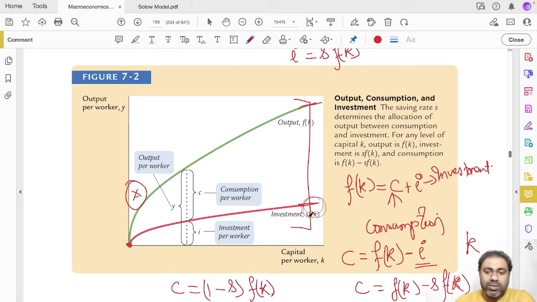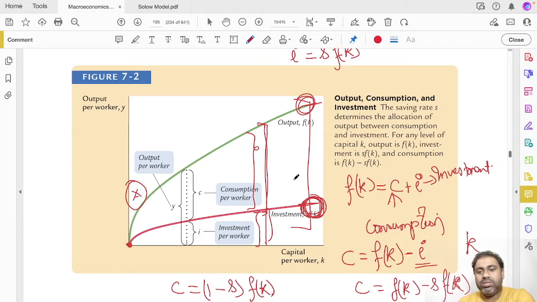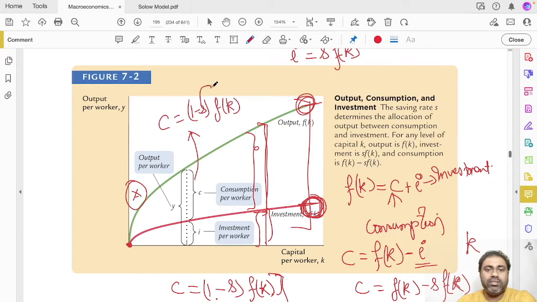This is your investment line. This is your total output line. So at any given point of time, the difference is your investment. This is your investment, and this is your consumption. So this is the difference. If we talk in terms of the equation for this, we can write C is equal to (1 minus s) f(k), where this s is your saving rate.